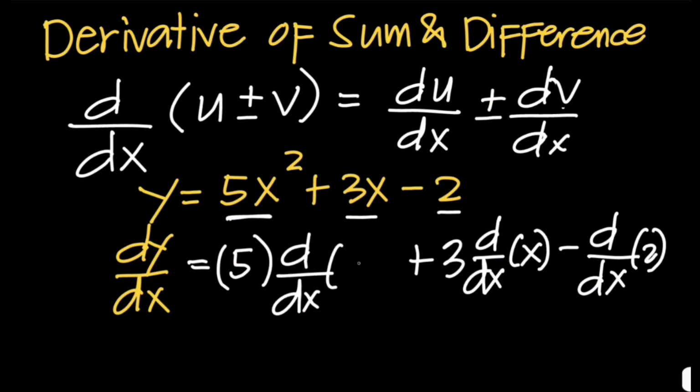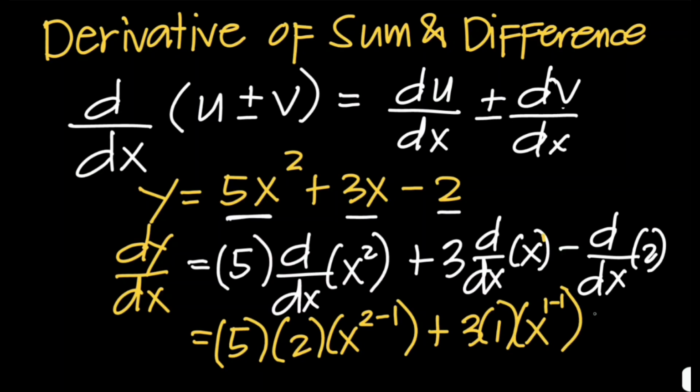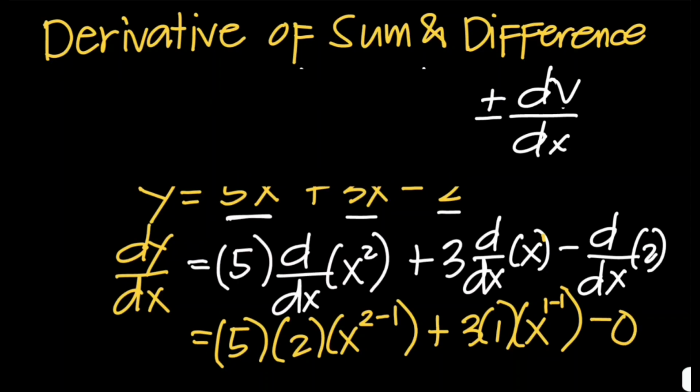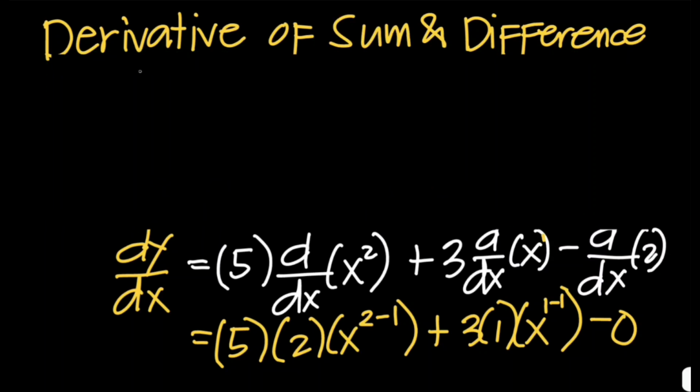Derivative of x squared with respect to x, and then we get the final derivative of that is 5 times the derivative of x squared, which is 2 times x to the 2 minus 1, plus 3 times the derivative of x. This is x to the 1, so that is 1 times x to the 1 minus 1, minus the derivative of a constant, which is 0.